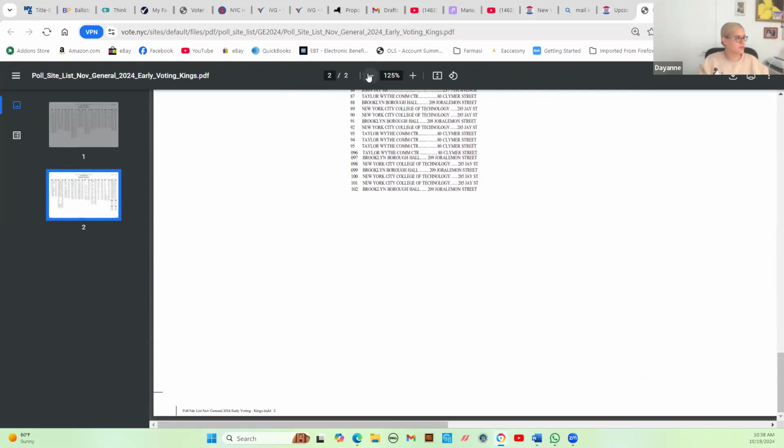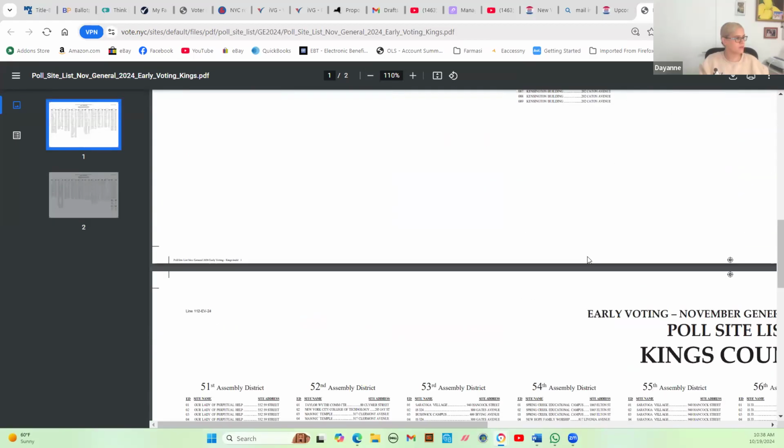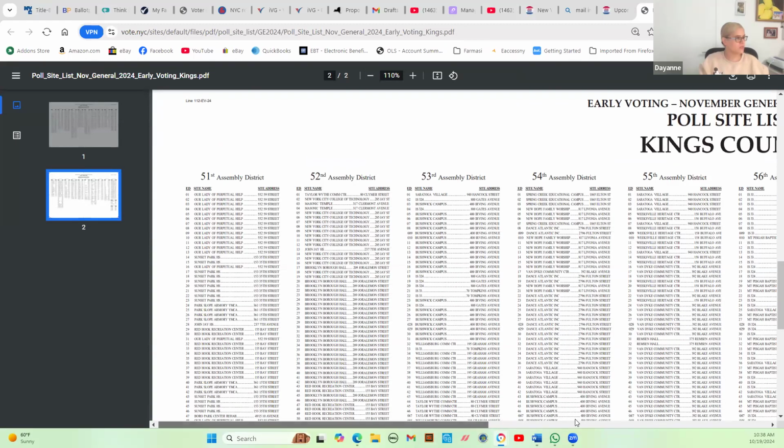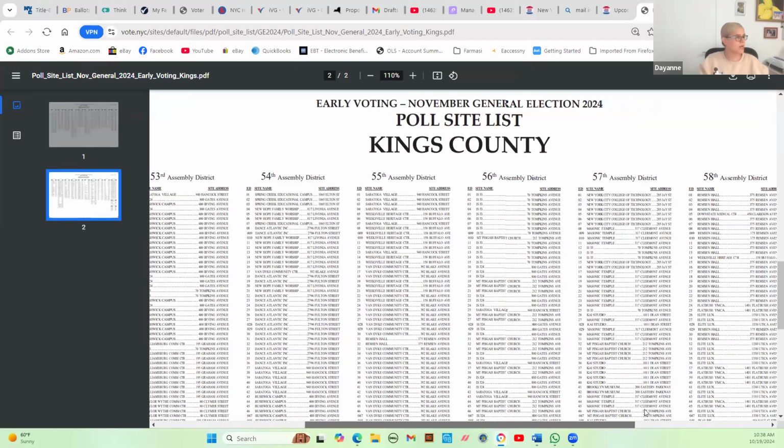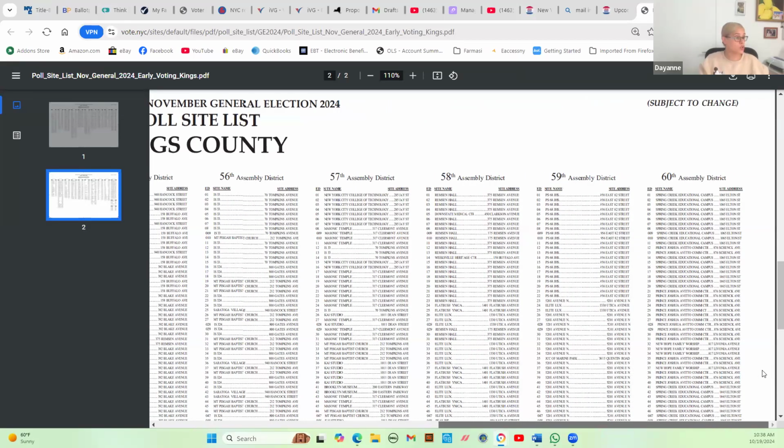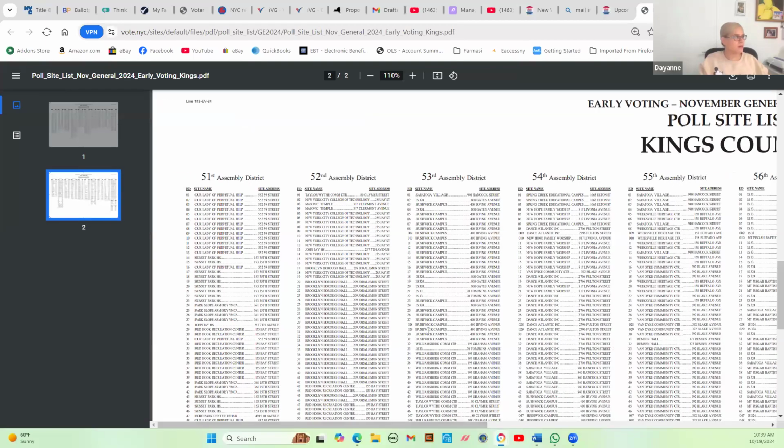Let me bring this out just a little. All right, and then we'll scroll here. Poll sites by the district. You're going to know what your district is once you look up your voter registration. It's going to give you the district. And if you received this orientation documentation from New York City, giving you your voter registration information, then it's going to be on there as well. It's going to tell you what your district is.